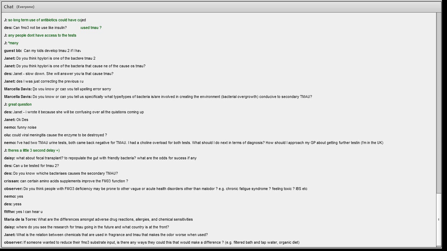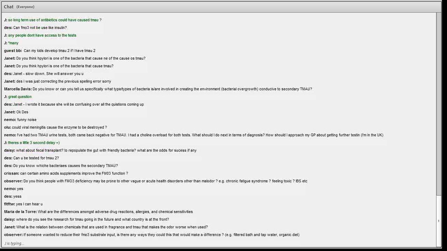Now, the third part of the question was about chemical sensitivities. There are some people who have them, but in some ways chemical sensitivity is also an allergic reaction. The body is responding.